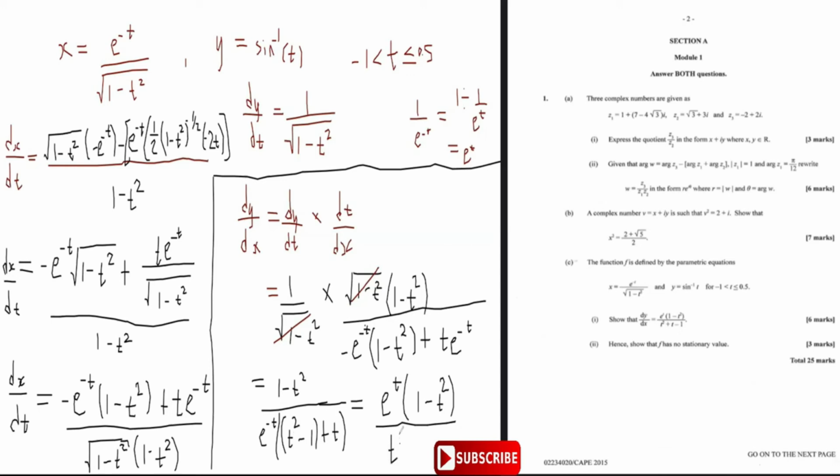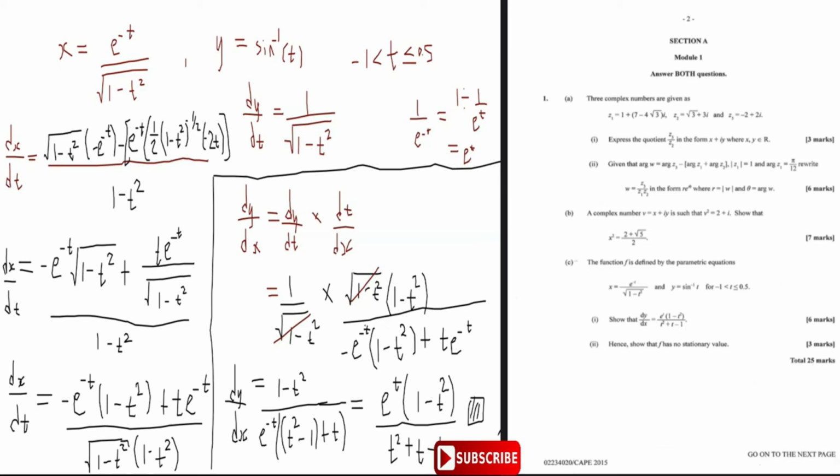t squared plus t minus 1. And positive, that's what they had. Yes, that's what they had. And so we've proven it. That is dy by dx. Nice and easy. So proven. This is dy by dx. All right. Nice.